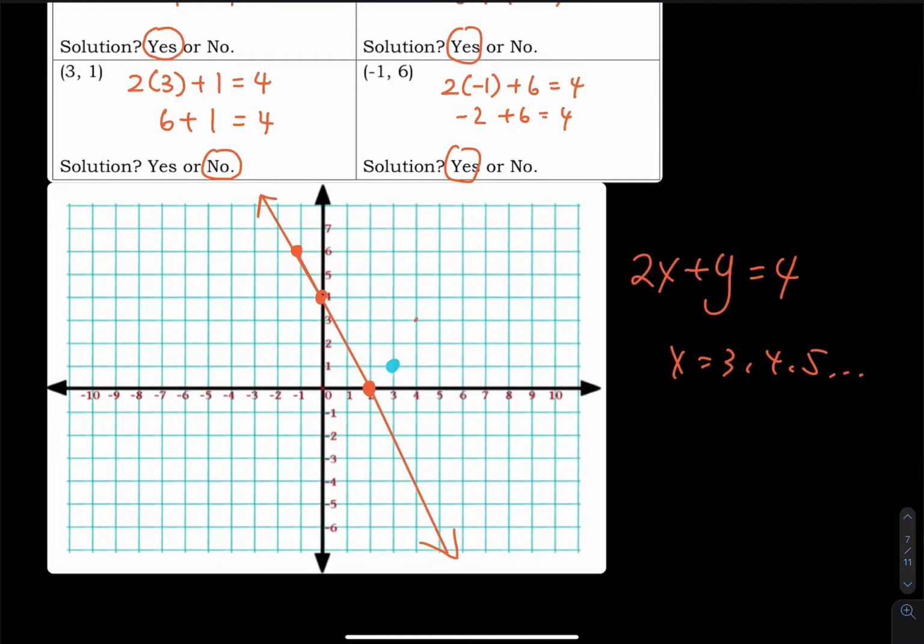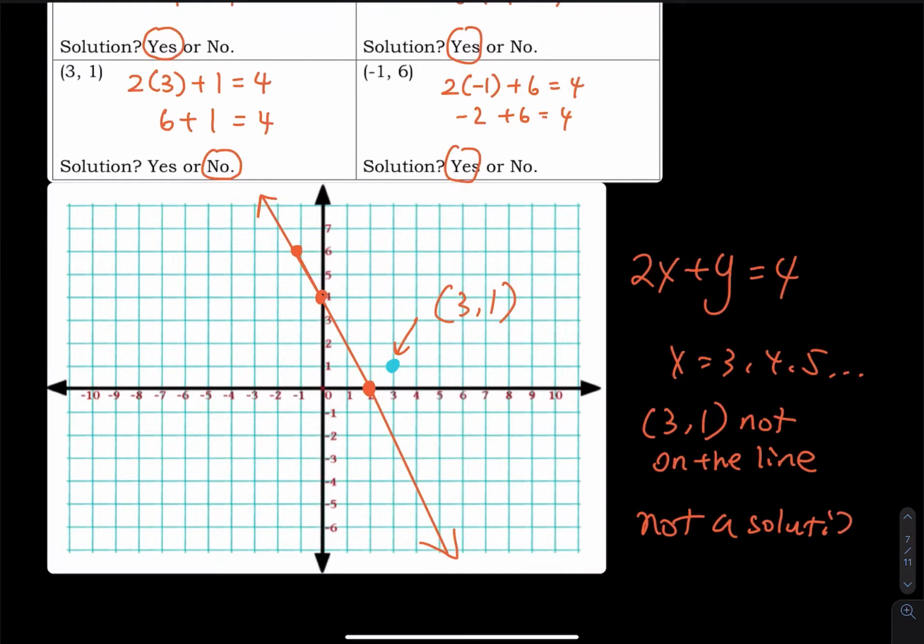So how about this point right here? This is (3, 1). This (3, 1) is not on the line. Why? Because this (3, 1) is not a solution. So you look at this straight line. If you can pick a point, and that point is on the line, that means this point.